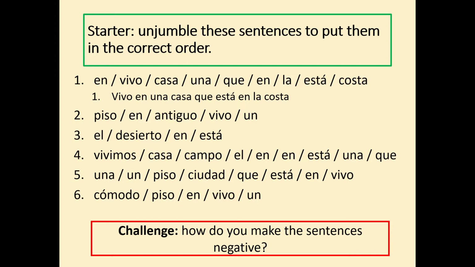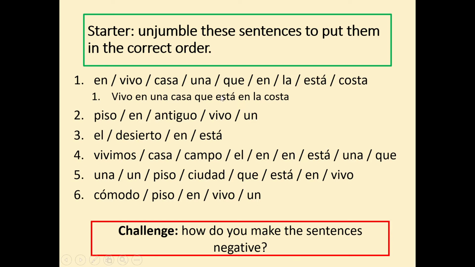You have the words en vivo casa una que en la esta costa. This makes no sense like this, so we're going to put it in the correct order. Vivo en una casa que está en la costa. I live in a house that is on the coast or by the coast.